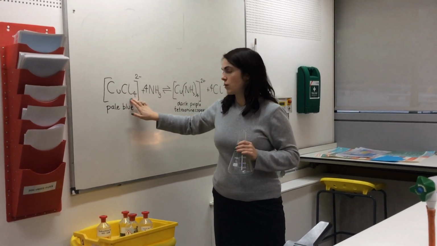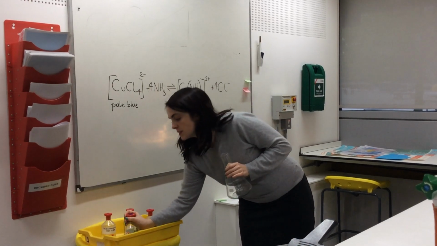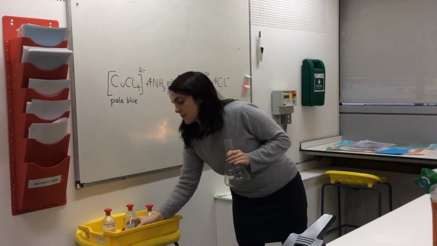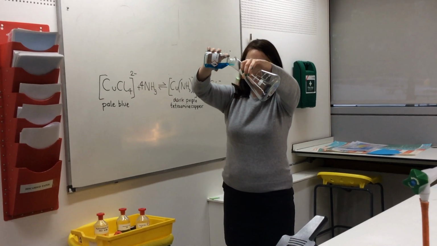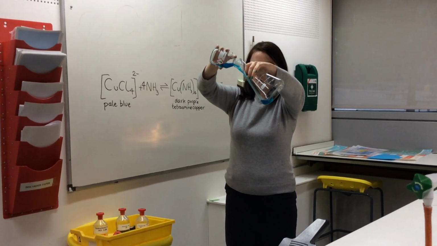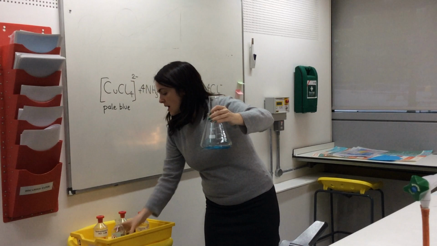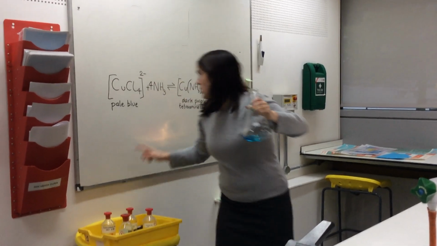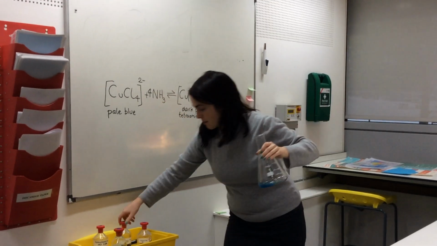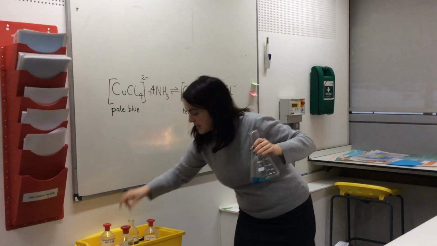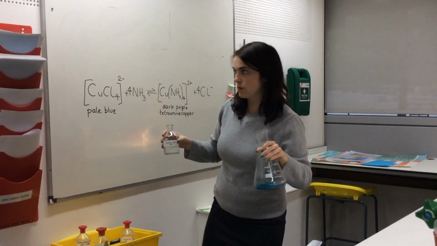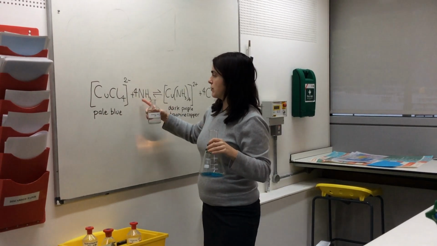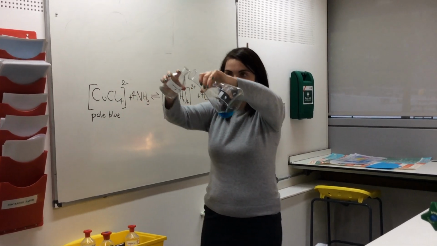We have copper chloride. We're running a little bit low on it, so I'll be very sparse, just adding in a small amount of my copper chlorides. It will react with ammonia. Ammonia, I have got some here. It's ammonia solution, ammonia gas. It will be a little bit hard to pour in this situation. This is 2 molar.